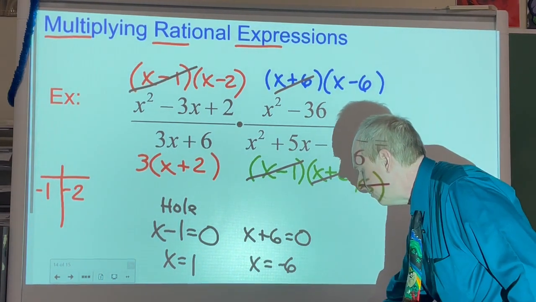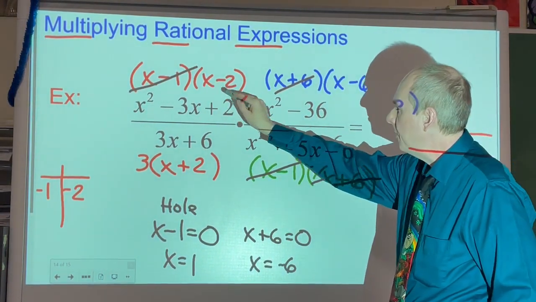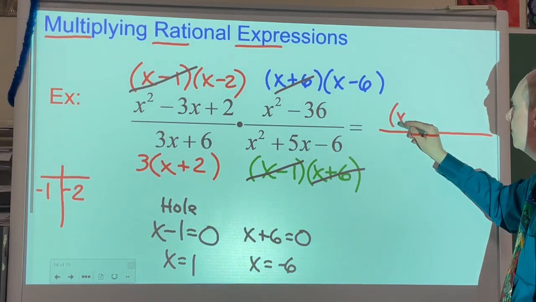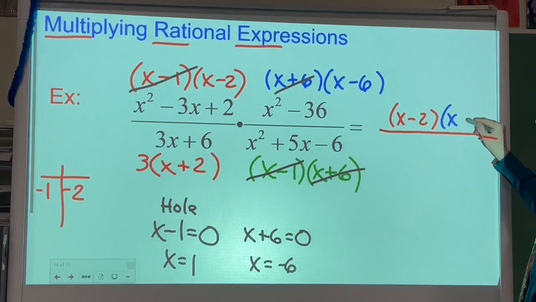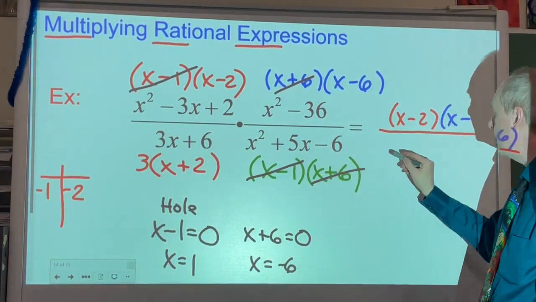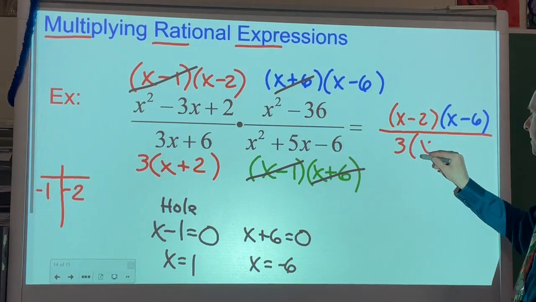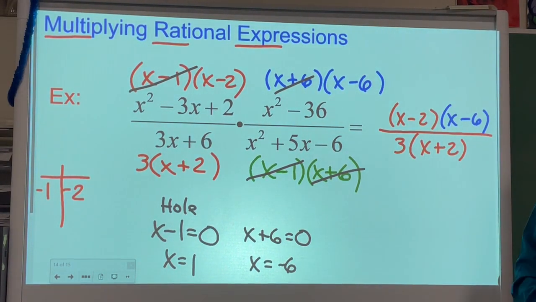Our answer would equal x minus 2 times x minus 6 over, those canceled, 3 times x plus 2. That's not the same thing. Adding 2 is not the same as taking away 2. These are not the same factor.